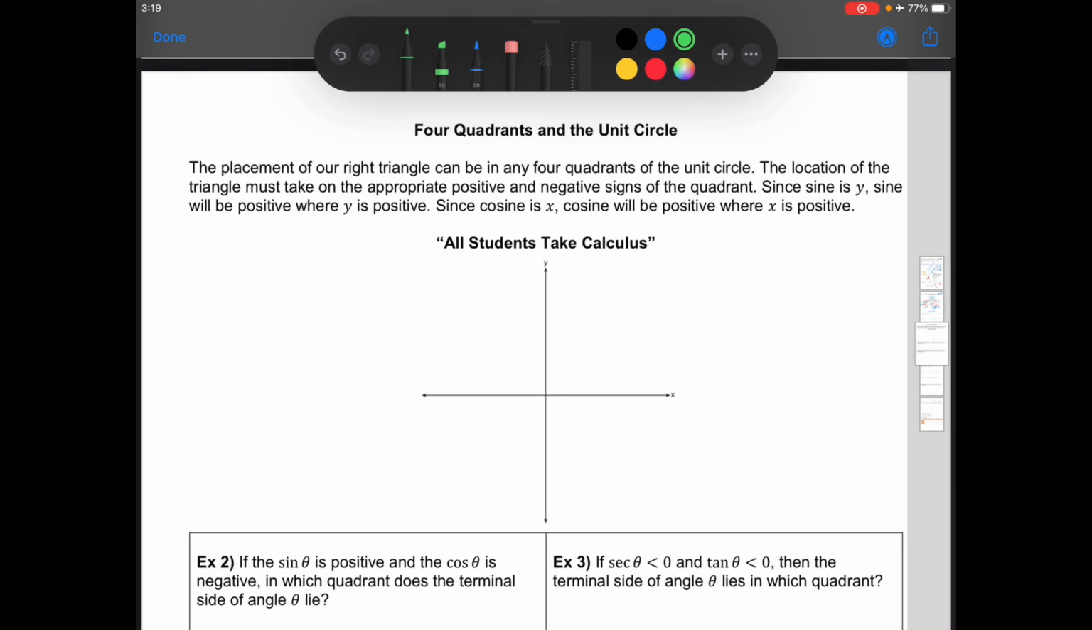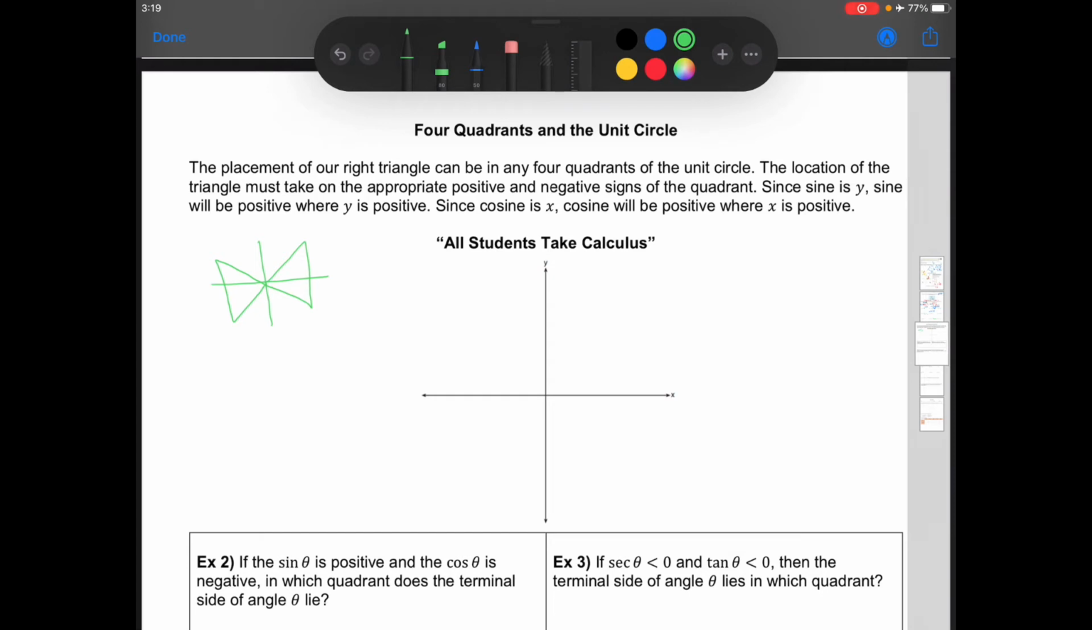Okay, so now what are we going to talk about more? 4 quadrants in the unit circle. So the placement of a right triangle can be in any of the 4 quadrants of the unit circle. The triangle that we drew on the first page can be in any quadrant. Remember when I was talking about the reference angles, we said a reference angle looks like a butterfly. So do you see 4 triangles? So you can sketch those triangles in any of your 4 quadrants. The location of the triangle must take on the appropriate positive and negative signs of the quadrant.